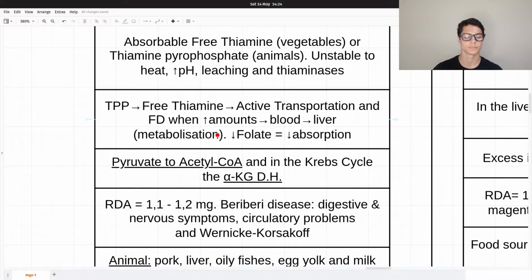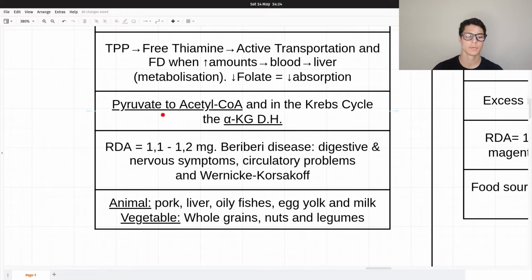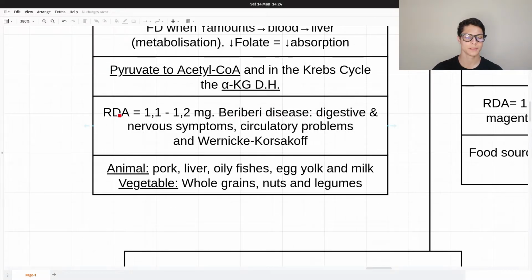the metabolization. The thing is that if there is low folate, which is vitamin B9, there is also low absorption of vitamin B1 thiamine. As I said earlier, it's involved in the pyruvate to acetyl-CoA and in the Krebs cycle in the alpha-ketoglutarate dehydrogenase enzyme. The RDA says 1.1 to 1.2 milligrams a day.